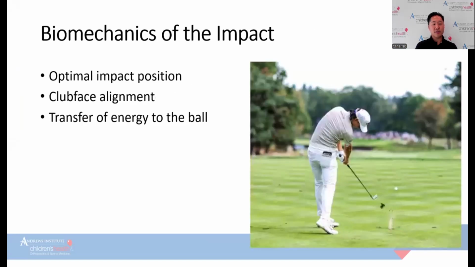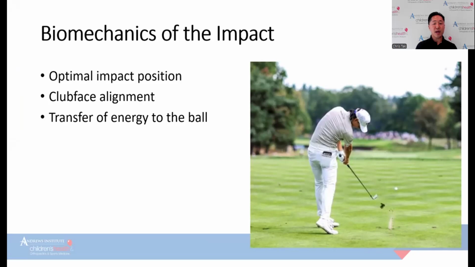And the biomechanics of the impact. Impact is a critical moment where the energy is transferred to the ball. Proper positioning ensures maximum efficiency and accuracy. So you really want to create the best impact. And of course, you want to create the most amount of power at impact to create a long distance for your ball to fly.